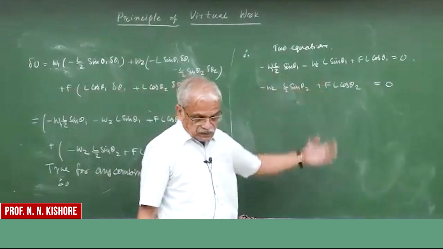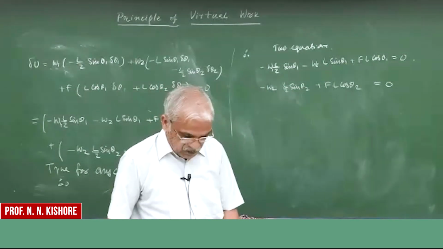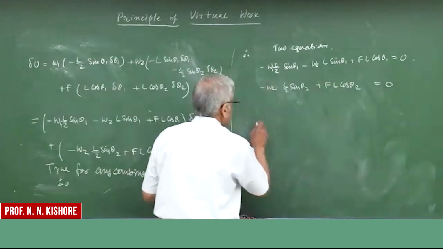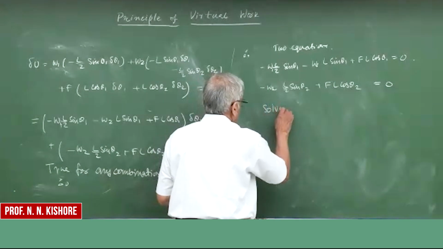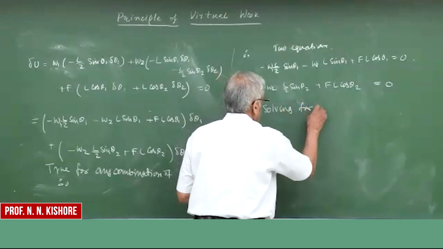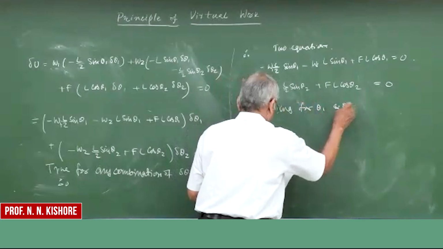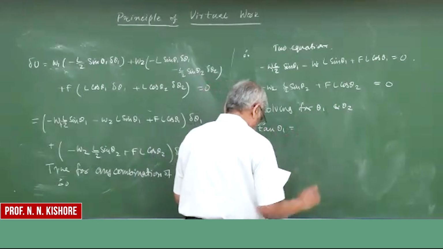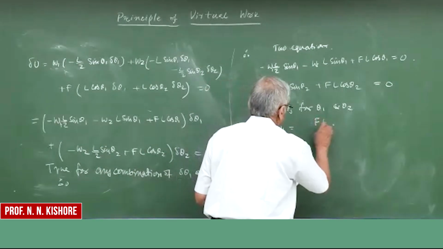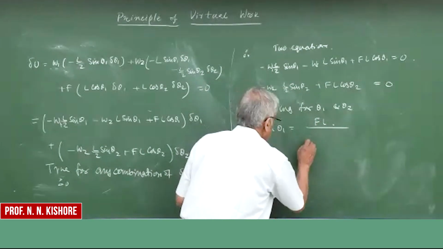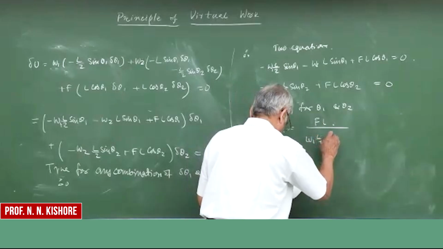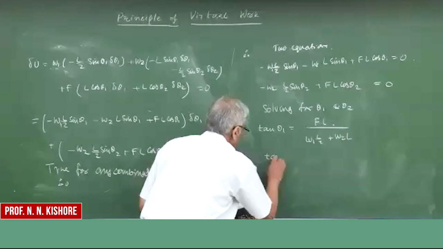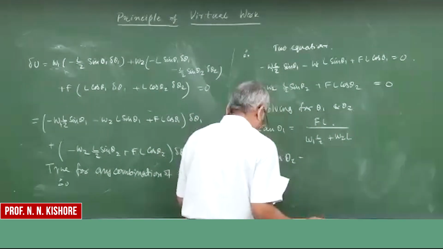These equations you can solve for theta 1 and theta 2. Solving for theta 1 and theta 2, we get tan theta 1 equal to, from the first equation, W1 L by 2 and so on. And we get tan theta 2 similarly.